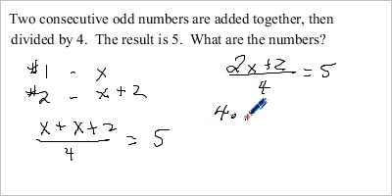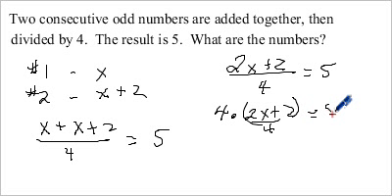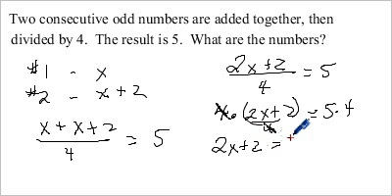4 times (2x plus 2 over 4). Put that in brackets so we know that that's together, equals 5 times 4. We can eliminate these because they cancel each other out. So we're left with 2x plus 2 equals 20.